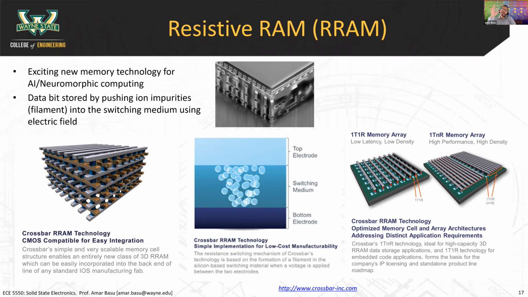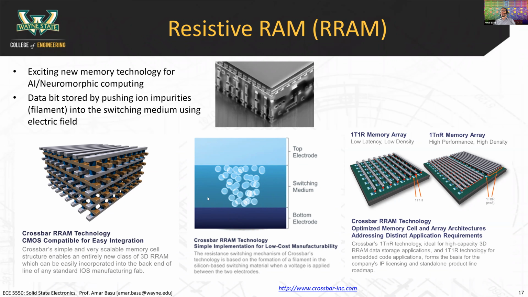A simple capacitor won't do that. You need something for non-volatile memory. You need something where the properties of the medium changes, and that way you can remember it. So imagine taking a magnet and flipping it from north to south to north. That's one way of storing data. But the way they do it in resistive RAM is that they actually flow a current from the top electrode to the bottom electrode, and they push ion impurities into the switching medium.